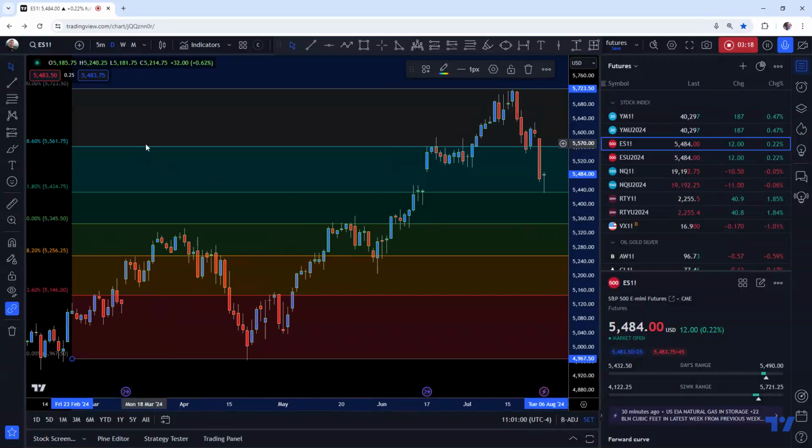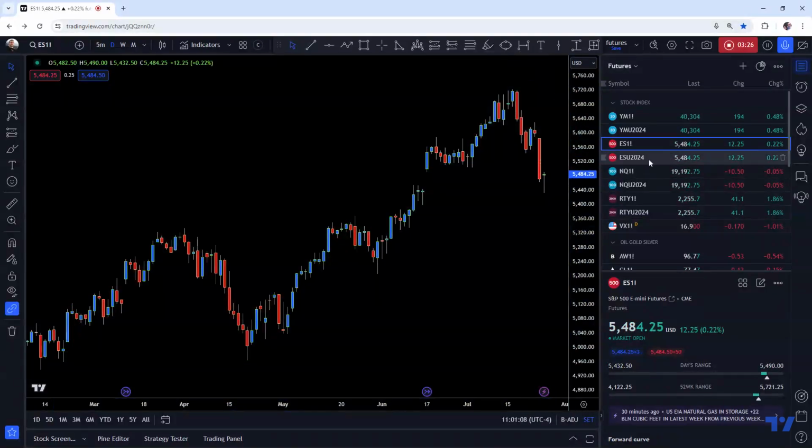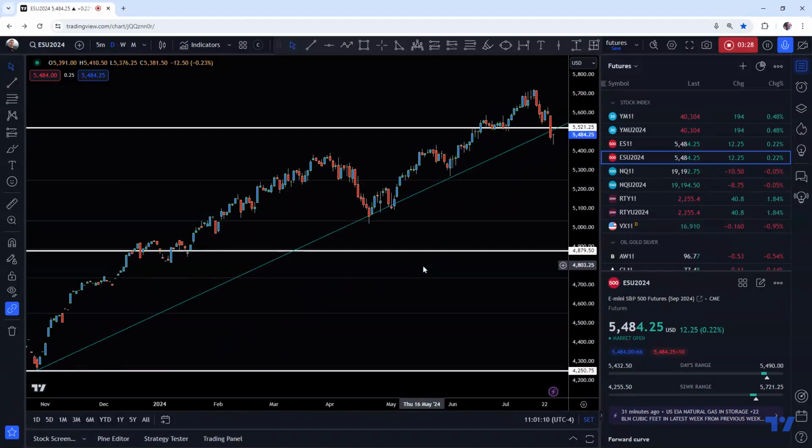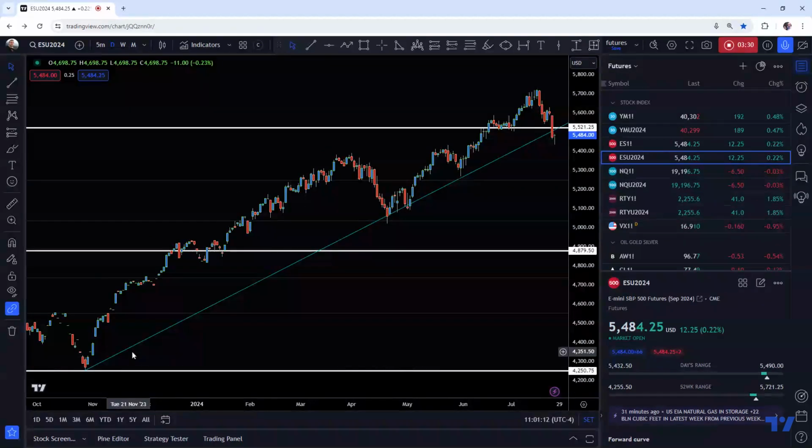What I like to do is I don't use all these colors. I mean, you could use all these colors. Mine's a little different. I like to make it really simple. I change the colors to black, and then I put these little gray lines, so that my chart isn't full of so many colors.